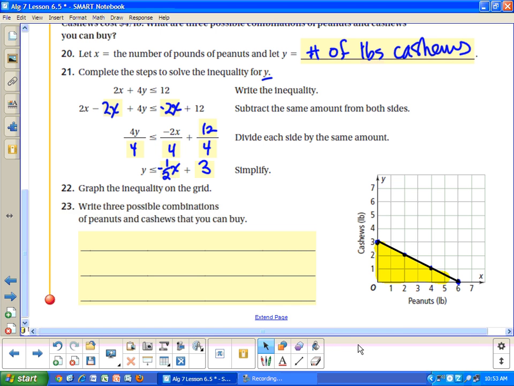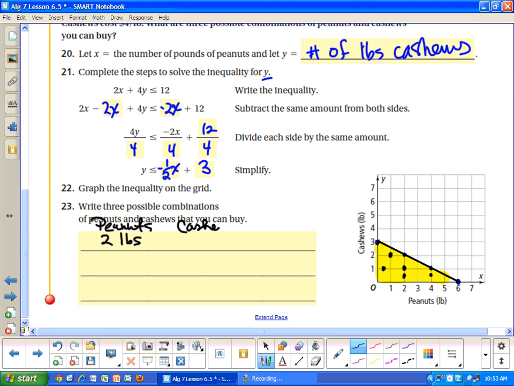And pounds of peanuts can be, that's a continuous function. So I can really pick any point within this region. Doesn't have to be right on integer values. It can be though. So 3 possible combinations. I could buy 2 pounds of peanuts. I'll just label it like this. And cashews. So I'm talking about this point right here. 2 pounds peanuts, 1 pound of cashews.